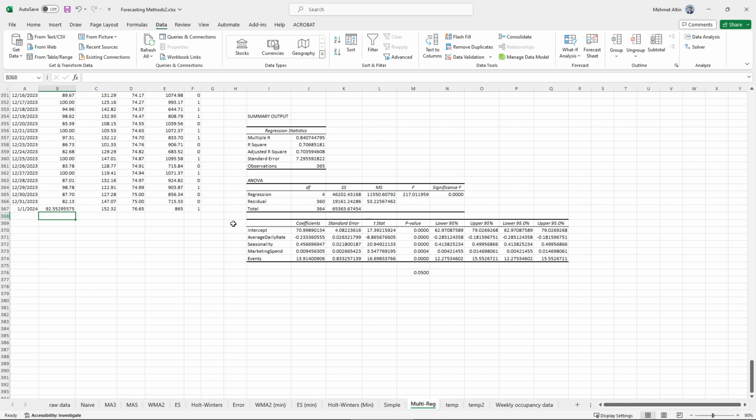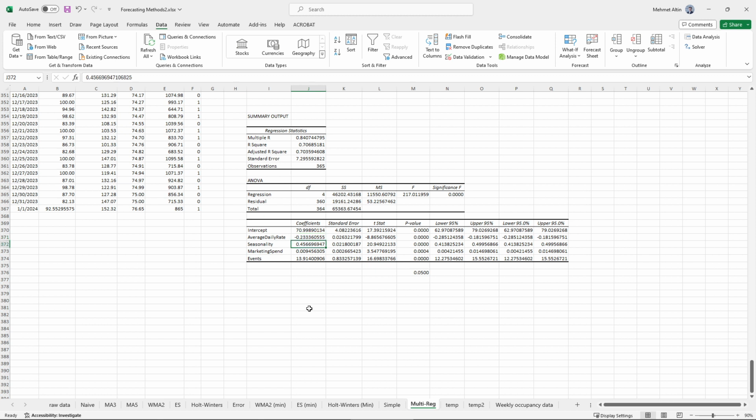Let me explain a little bit more on this. Logically, right? Considering this is the real regression, let's look at these values. Average daily rate is negative, with an effect of 0.3. Basically, if the average daily rate changes by $1, the occupancy rate drops 2.3%. So what does that mean? If you think about it, it makes sense, right? The higher the average daily rate, the less the occupancy.